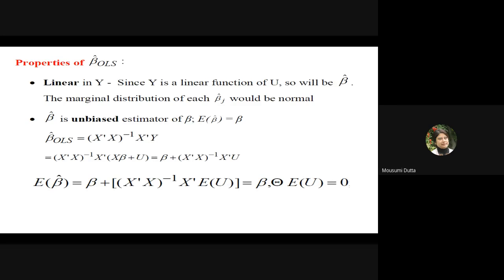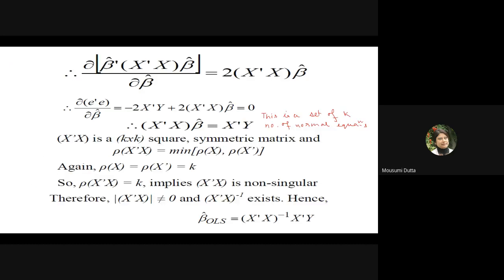Linear in Y. Since Y is a linear function of U, so will be beta hat. The marginal distribution of each beta hat j would be normal. So, beta hat will be linear in Y. Now, if you look at the value of beta hat, it is (X prime X) inverse X prime Y. Just looking at the formula of beta hat OLS, we understand it is linear in Y. A single Y is there. It is not Y prime Y or Y prime, it's Y. So, beta hat is linear in Y.